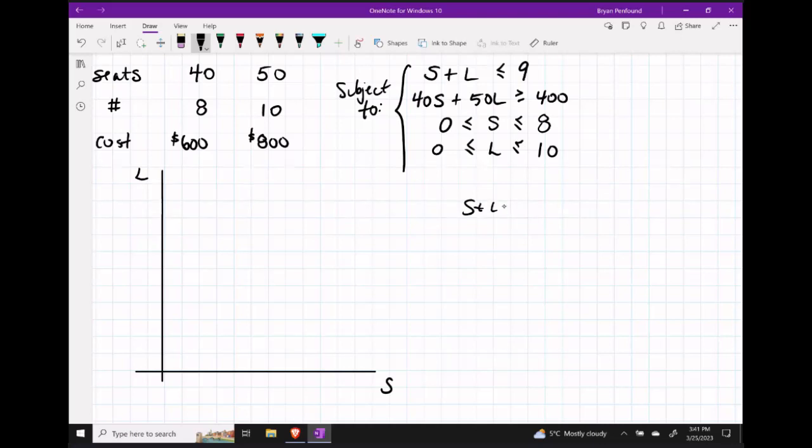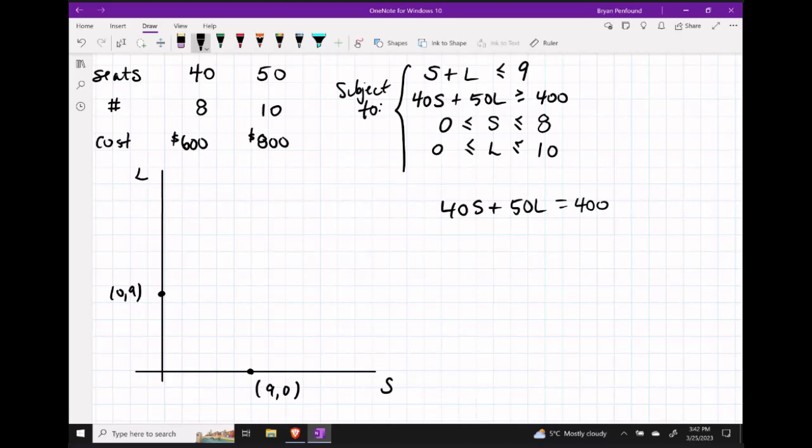Looking at S plus L is equal to 9, we know that if S is equal to 0, then we get L is equal to 9, and vice versa. If L is equal to 0, then S would be equal to 9. So that's going to give us a very quick way of being able to plot this line. We're just going to go up the L axis and put a dot here at 0, 9, and go across the S axis and put a dot here at 9, 0.